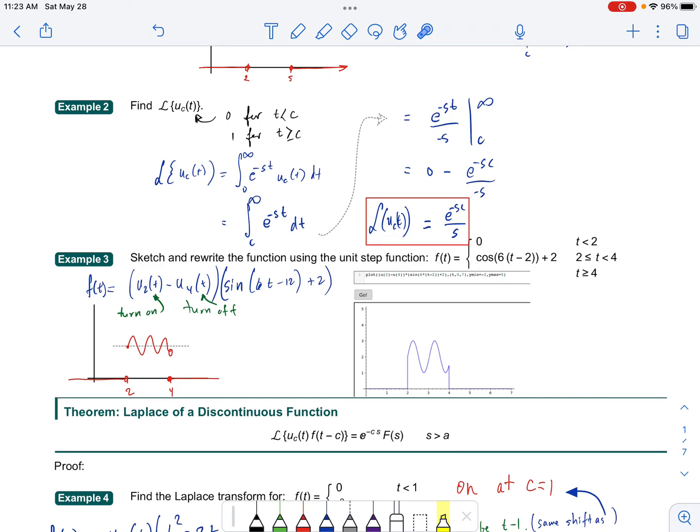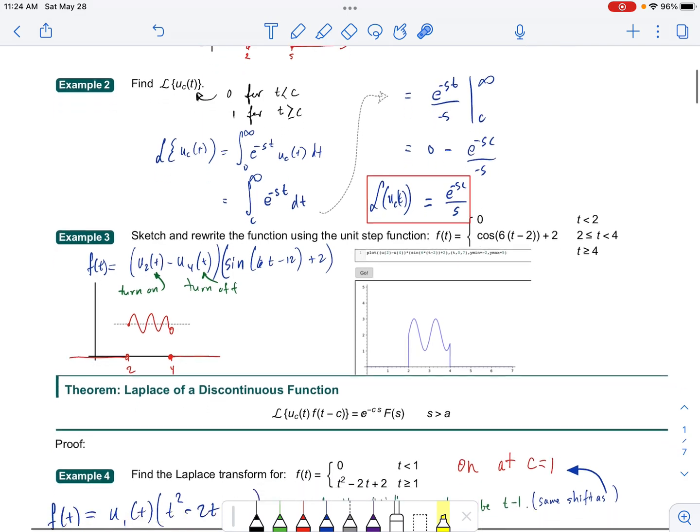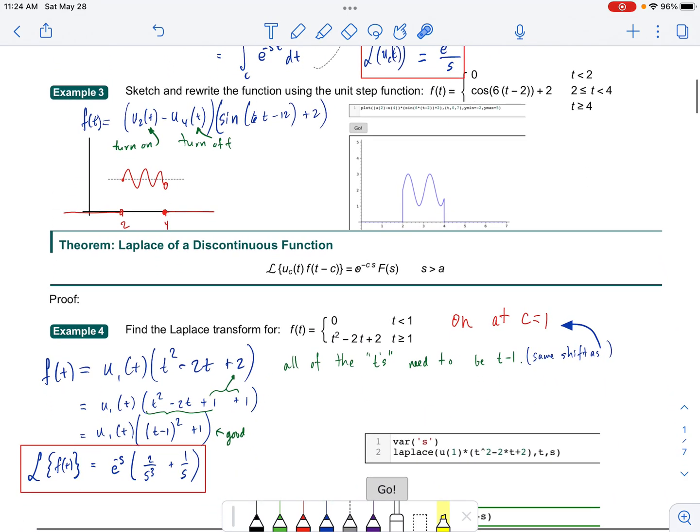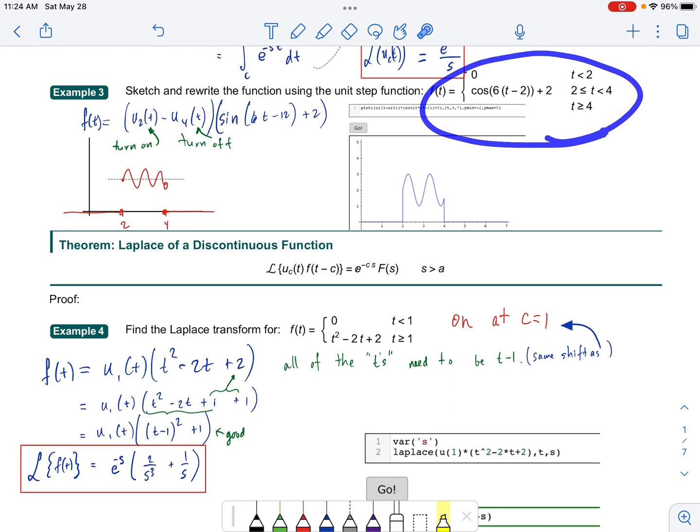So before we do that, let's do another graph using the unit step function. And it's this piecewise function right here. So it's 0 for t's less than 2. And then between 2 and 4, it's going to be this cosine function. And then it's also 0 for t greater than or equal to 4.